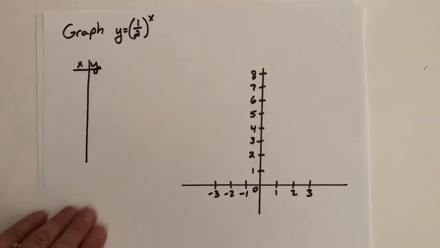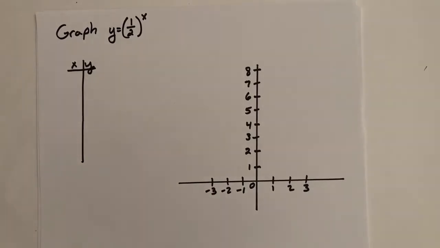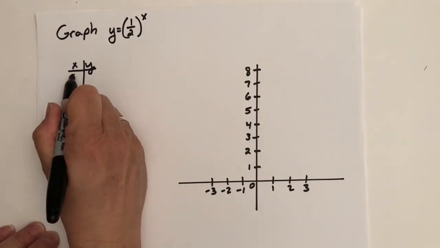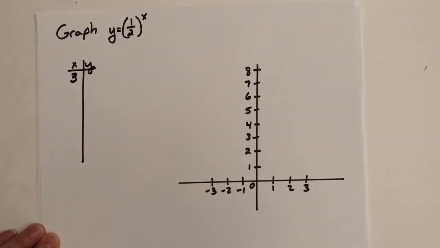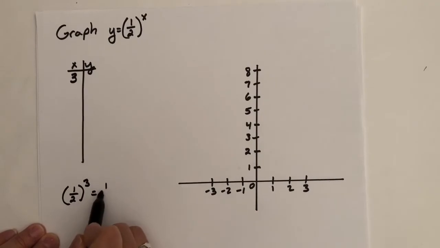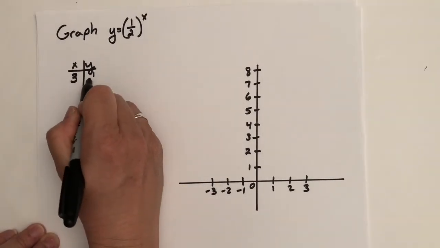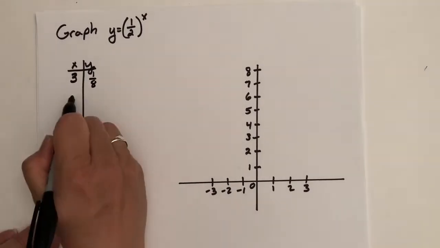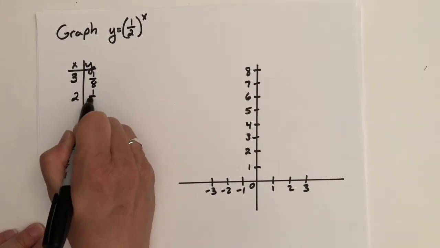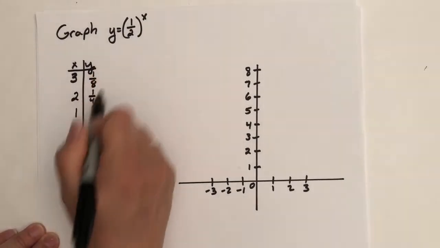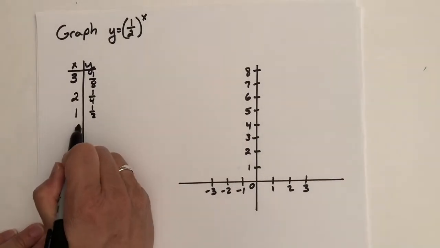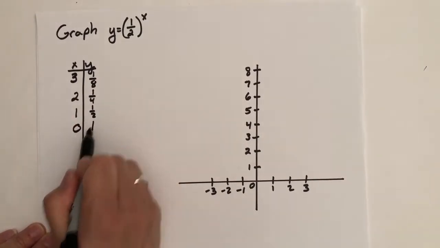Suppose we had something like this, where the base were a half. Let's plot some points here. Let's put 3 in, for example. If we put 3 in, we have 1/2 to the 3rd power, which we know is 1/8. Similarly, if you put in 2, you'll get a quarter. 1 will give us a half. 0 will give us 1. And there's that point again.